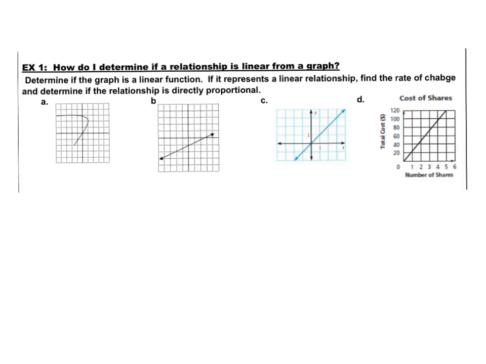All right, so how do I determine if a relationship is linear from a graph? Determine if the graph is a linear function. If it represents a linear function, find the rate of change and determine if the relationship is directly proportional. For the first one, notice it is not in a straight line, so this is not linear. For letter B, notice how it's in a straight line. And so yes, this is going to be linear.